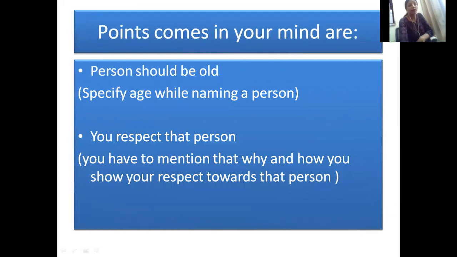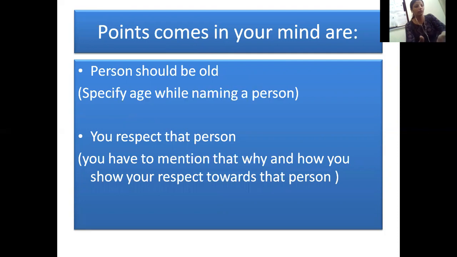The first point is that the person should be old. The thing you have to remember is that you have to specify that the person you are going to talk about is old. How can we specify? By mentioning the person's age. If we don't know the exact age, you can say he or she is approximately 60 years old, or approximately 70 years old.